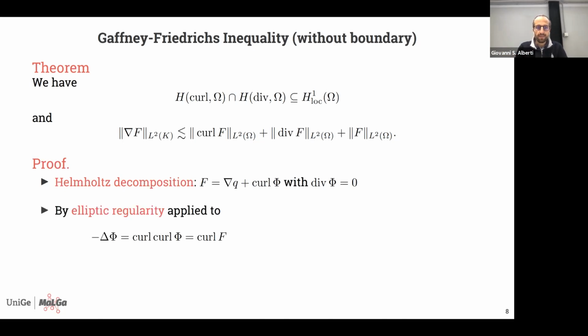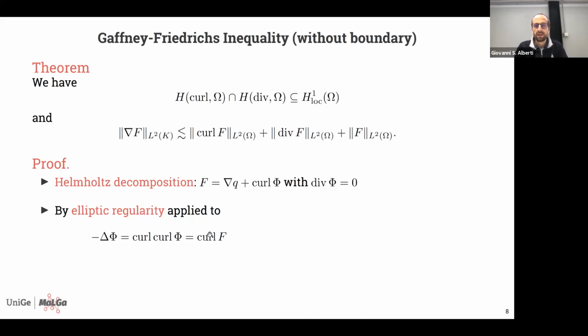Well, let me take another curl in this equation here. The curl of the gradient disappears. So I have the curl of phi, which on the one hand is equal to curl of f because of this equation, and on the other hand is equal to the Laplacian of phi because phi is divergence free. And then I have an elliptic PDE for phi.